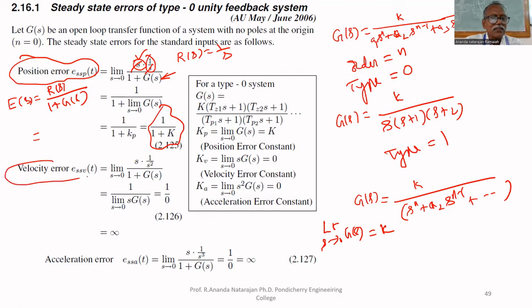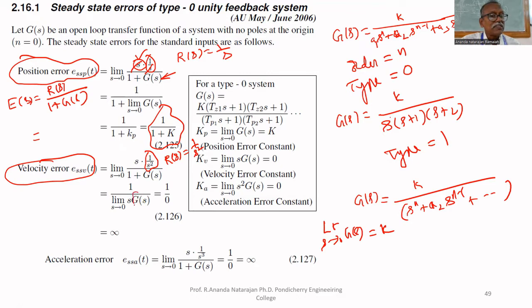What is the velocity error? Velocity error means r of s equal to 1 upon s square. Instead of r of s, if you substitute 1 upon s square, you will get 1 by s here. That's why it is 1 upon limit s tends to 0, s multiplied by g of s.